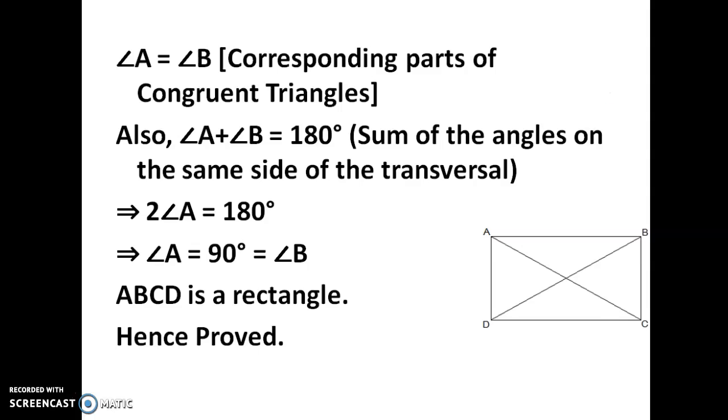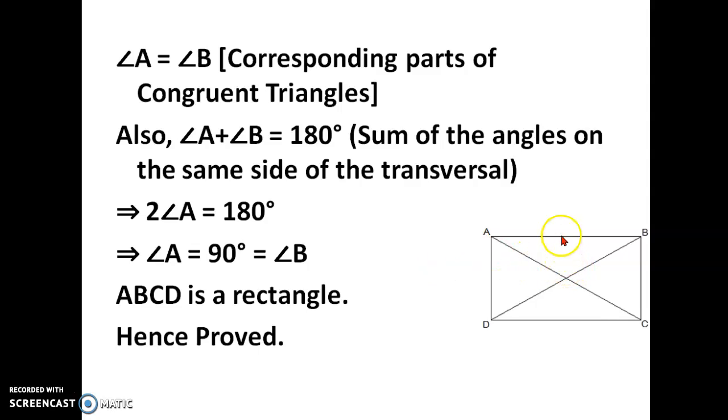So, if they are congruent, angle A equals angle B. These two are the corresponding angles of congruent triangles, no? So, these two are equal. Also, angle A plus angle B equal to 180 degrees, the sum of the angles on the same side of the transversal. So, these two sides are parallel, because in a parallelogram the opposite sides are parallel.